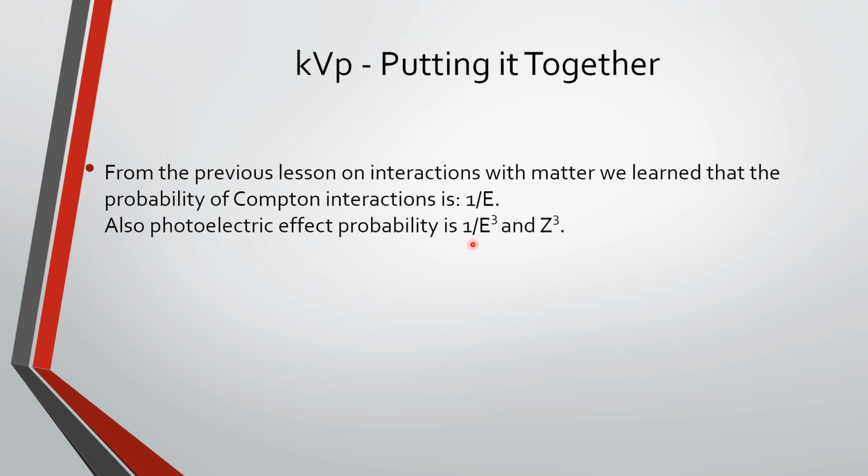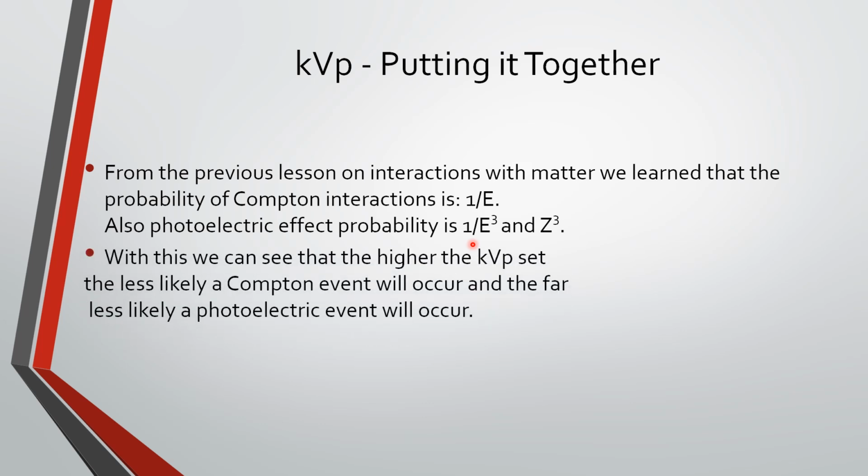Compton is a scattering event, and it causes fog, which we don't desire. It only creates a grayness on the film that is non-diagnostic. And we can see that with the higher KVP set, the less likely a Compton event will occur, right? Because the larger this number gets, the smaller the number will be. But the far less likely a photoelectric event will occur, because this is to the third. So this is going to drop off much, much quicker.